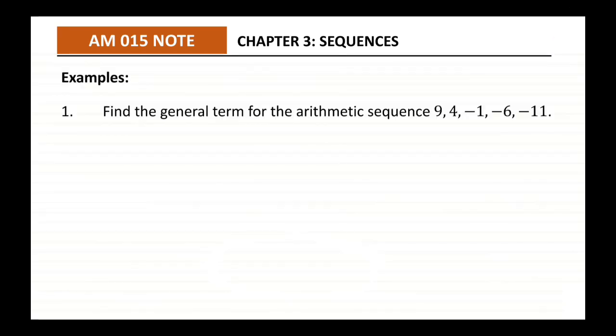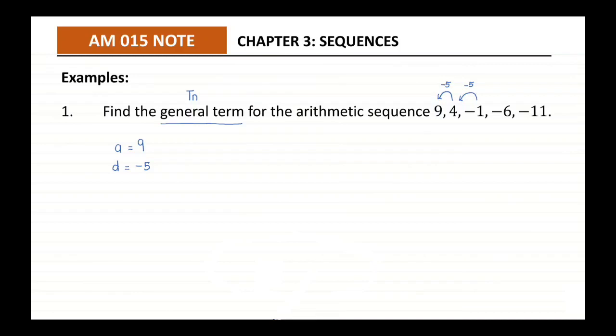We look at the first example. Find the general term. General term means we want to find Tn for the arithmetic sequence 9, 4, -1, -6 and -11. From this sequence, we know that our first term a is 9. And we can find d equals 4 minus 9, which is -5. 4 minus 9, we get -5. -1 minus 4, we also get -5. So we use a equals 9 and d equals -5.